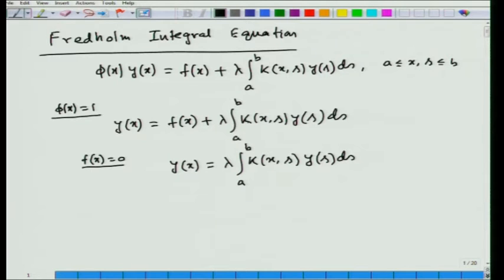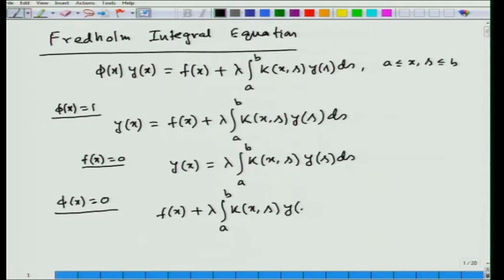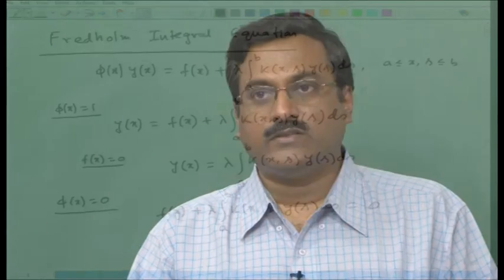And if we choose phi x equal to 0, then f x plus lambda times integral a to b k x comma s y s ds equal to 0. This last equation is actually a Fredholm integral equation of the first kind.